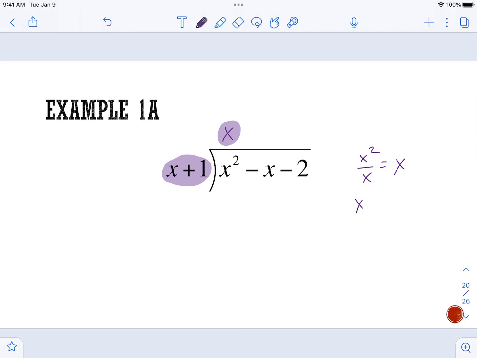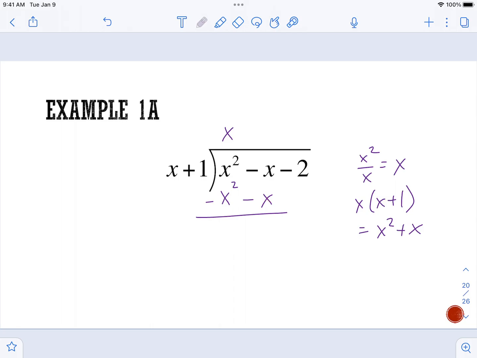So I will do x times x plus 1, which is equal to x squared plus x. Now I'm going to write this underneath. And I'm not going to write pluses. I like to write them just as positives, because when I subtract a positive, it turns it into a negative, like that. Okay, all right, so now if I do the actual subtraction, the x squareds, these first terms should always cancel out. If they don't cancel out, you did something wrong.